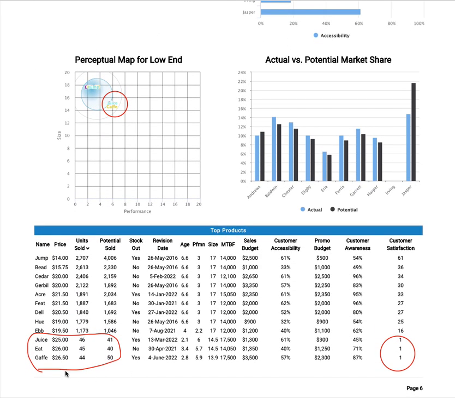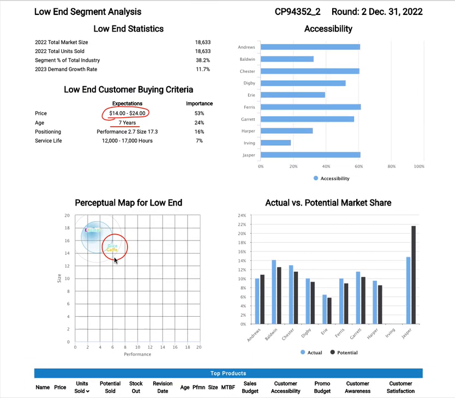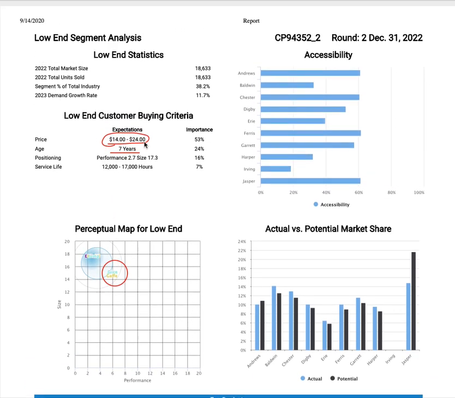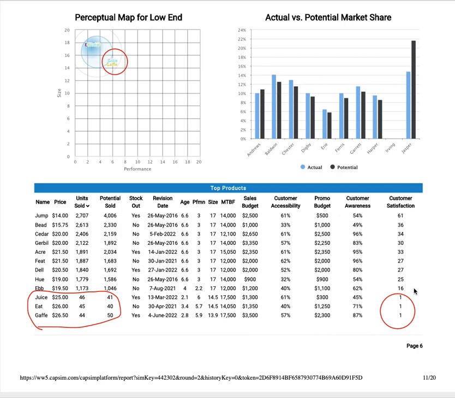So again, look at some of the teams here. Their prices are 25 and 26. Especially for low end customers, they will not buy a very high priced product. And of course the customer satisfaction will be low, because they're paying a much higher price than they should be, right?